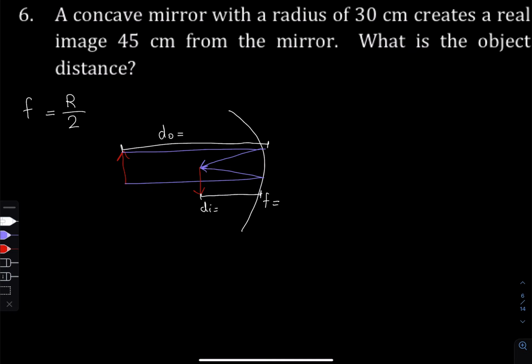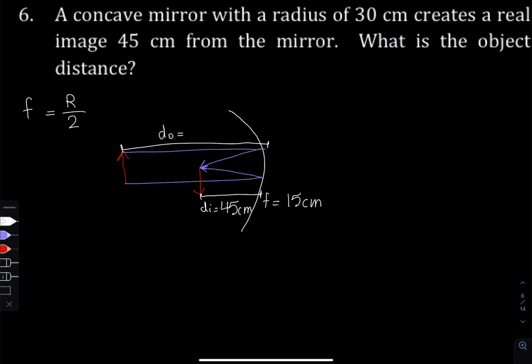The focal length in this case is, they give us the radius. So if we divide that by 2, we get 15. They say that the image is 45 centimeters from the mirror. You need to really pay attention to what they're saying. It creates the real image that is 45 centimeters from the mirror. That means that di, which is distance from image, is 45 centimeters. And you know that di is positive because they tell you it's a real image, right? If they said a virtual image, you'd put negative 45.